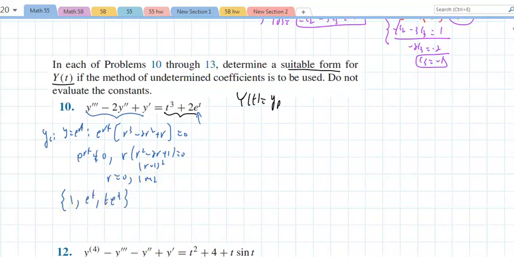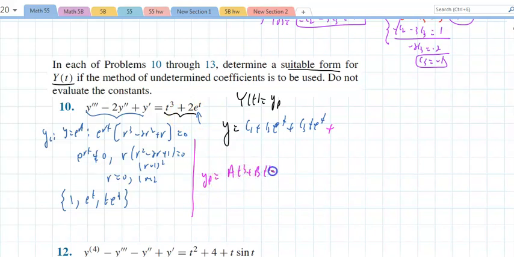Alright, very good. So, I am going to write the whole solution. They really don't want that, but I'm going to write it. So, this is c sub 1 plus c sub 2 e to the t plus c sub 3 t e to the t. They're not going to have this in the back of the book. They're going to have the particular. Well, let's look at the particular. The first particular solution, y sub p equals a t cubed plus b t squared plus c t plus d. The general form of a cubic.